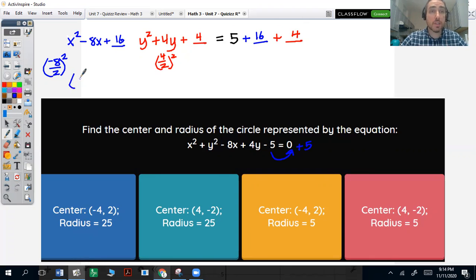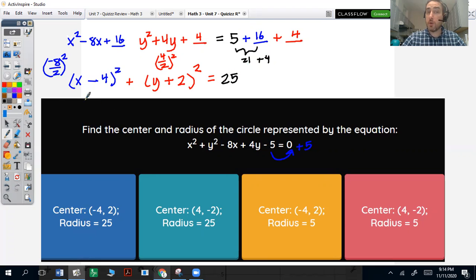This will break down to parentheses x minus half of 8 squared, or the square root of 16. This will break down to parentheses y plus 4 divided by 2, 2, or the square root of 4 squared. And then you're going to add the 5 to 16, which is 21, plus 4, which is 25. So there's your equation in standard form, and your center is the opposite of those signs. So you will have 4, -2, and your square root of 25 is going to be your radius, which is 5. So that's how to do it by hand. You can also get that information from the graph. Radius is 5, 4, -2. There you go.